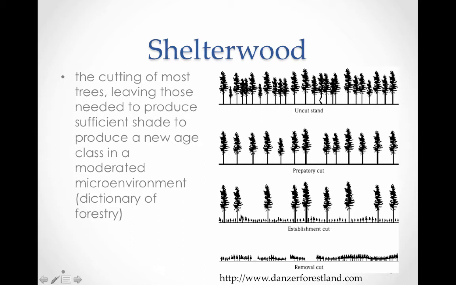So we have our uncut stand, and we're going to go through these different cuts in greater detail in a few slides. We have a preparatory cut, so some kind of cut to prep the stand. And then we have our establishment cut. Unlike a traditional clear cut, we have trees that we're leaving. We're leaving these trees to produce both shade and seed. The shade is to moderate the microenvironment. And after we have this establishment, we then have a removal cut.